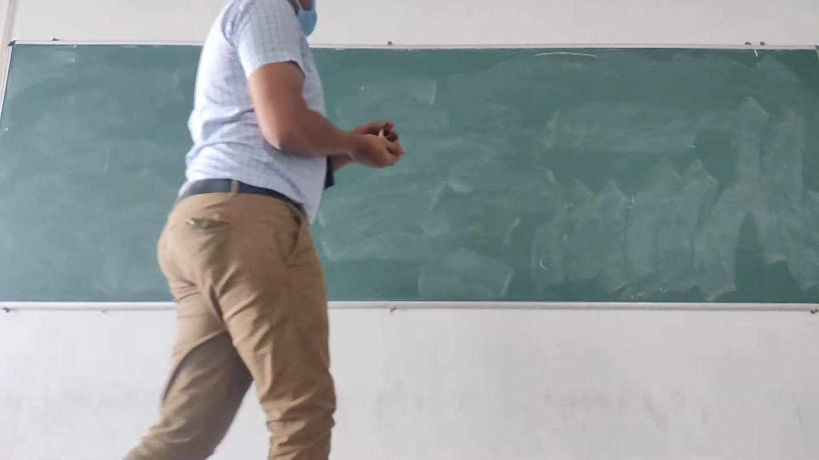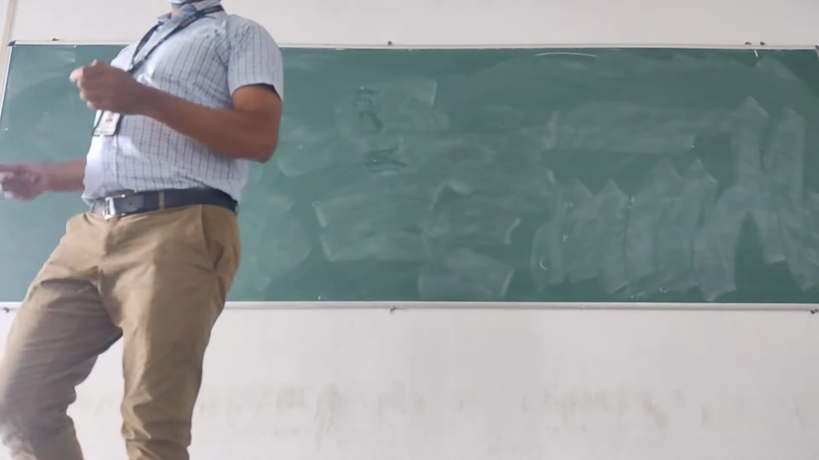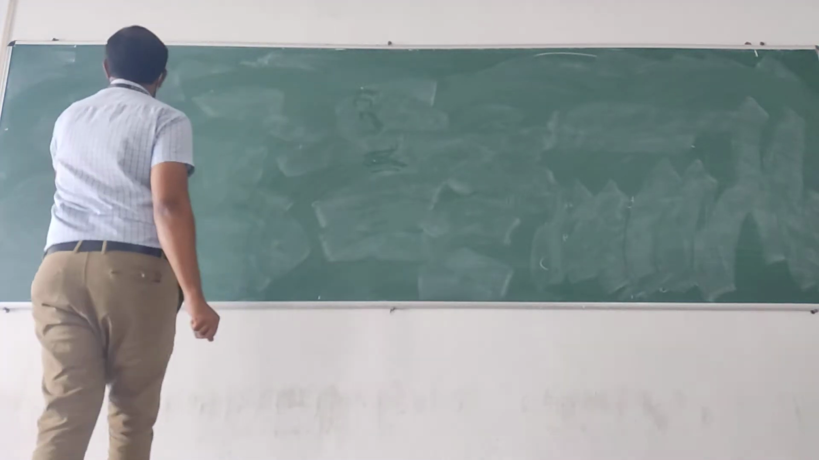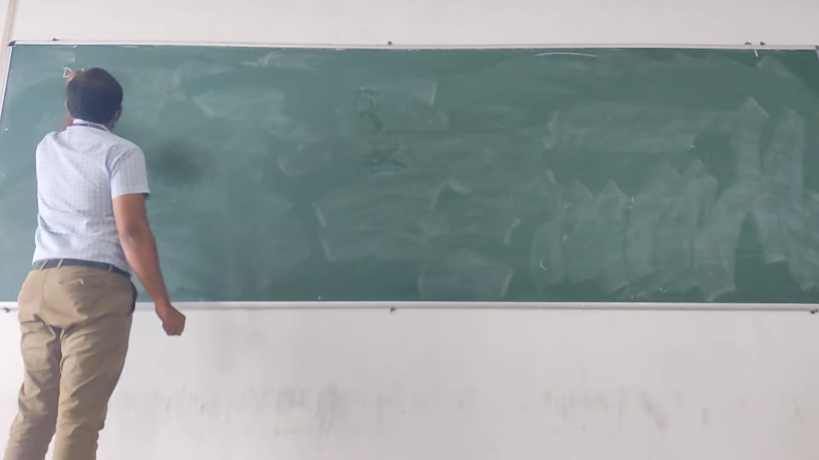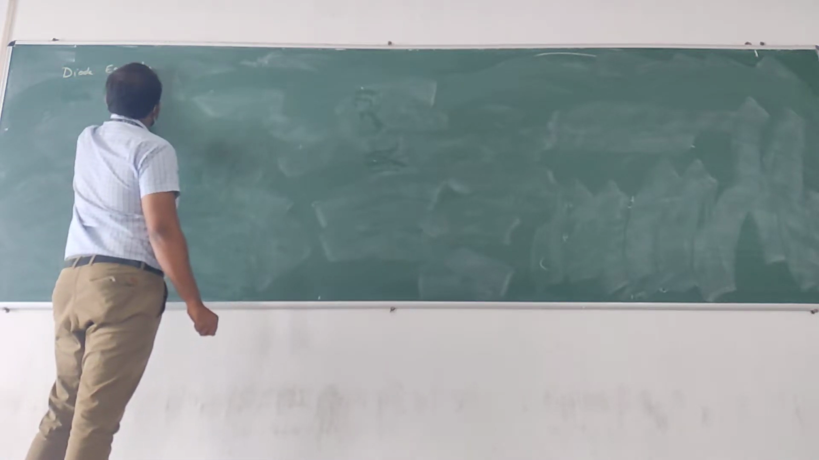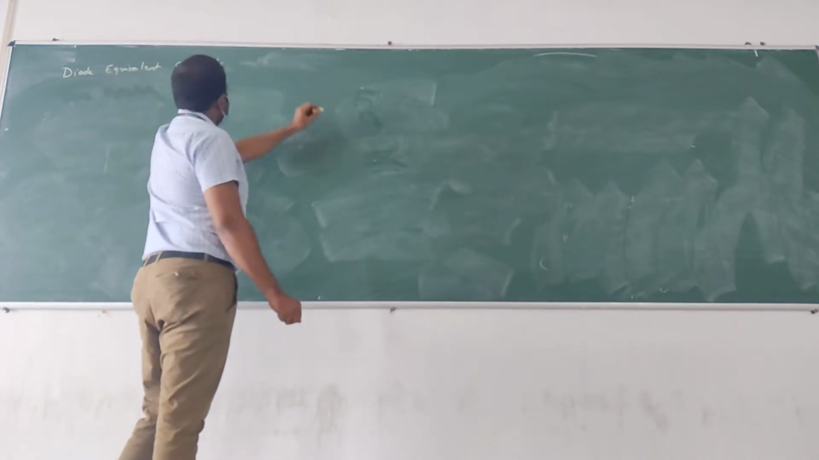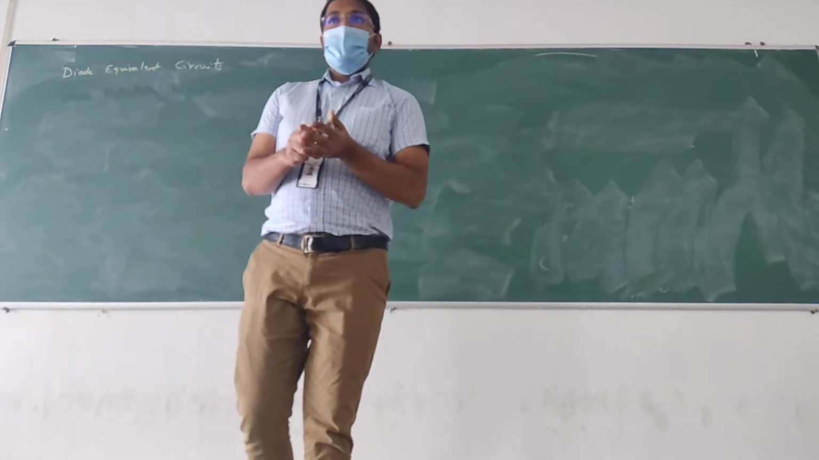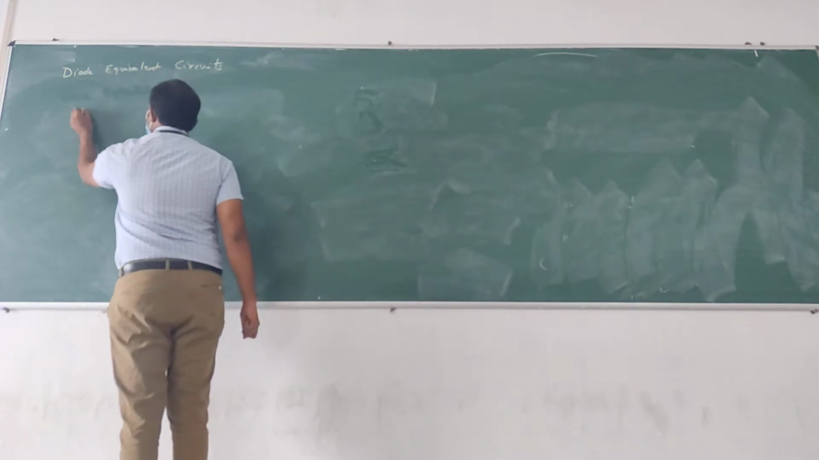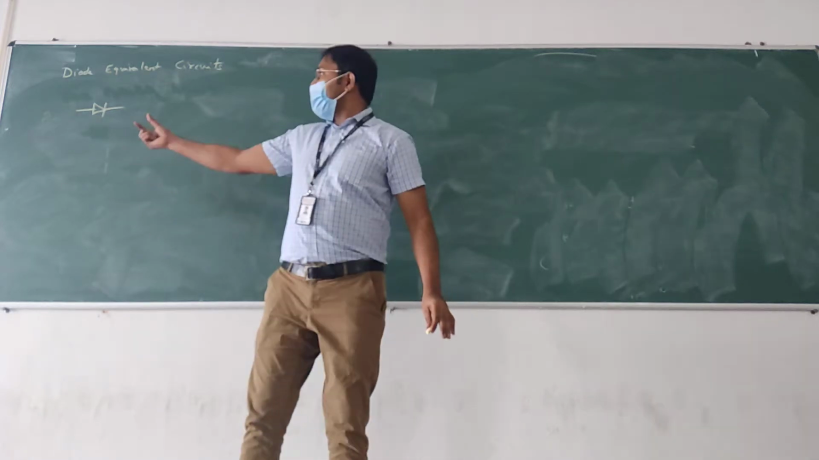Fine. So what we will be doing in today's classes, we will find the equivalent circuits for the diode. Okay, right? See, diode or transistors. For example, diode.